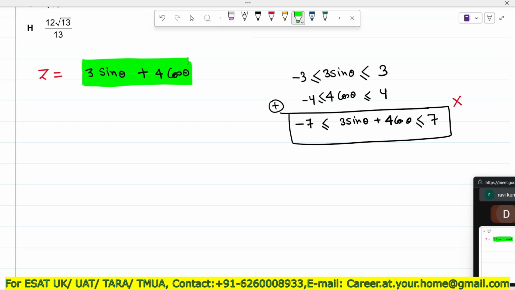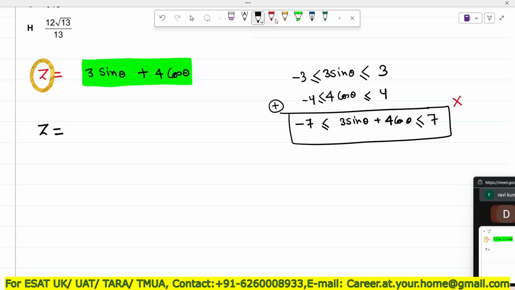I want to write Z, where Z is 3 sine theta plus 4 cos theta, as a single trigonometrical function, any single trigonometrical function. Is it possible? Can this Z be expressed as a single function? The only way I can see this happening is if you replace, let's say, cos with root of 1 minus sine squared. No. Okay, let's see. We have another way.